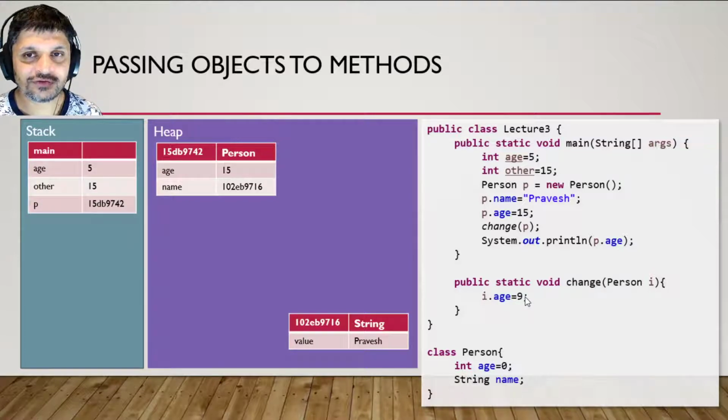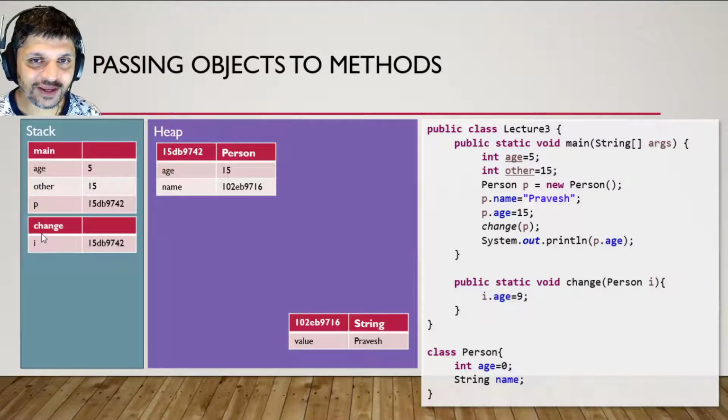Okay, so in my main method, I create the Person p as normal. I set p.name = Pravesh, p.age = 15. So I've got all of this set up. I then call change on p. When I call change, remember that means I'm calling a method, so I get a new stack frame. That new stack frame will have the variable i, and i will be a copy of p because p is the parameter that was passed in as i, right? So i is just a copy of p.